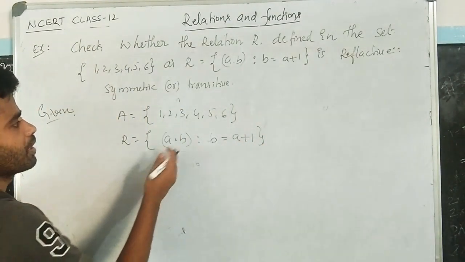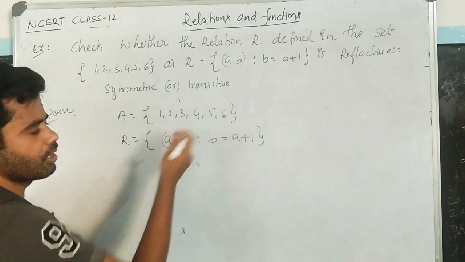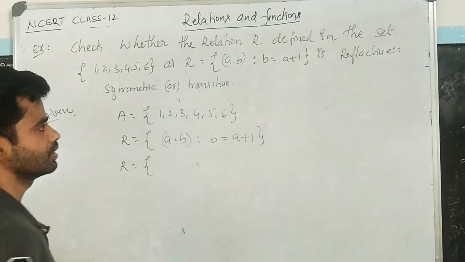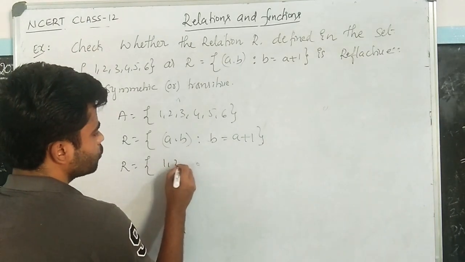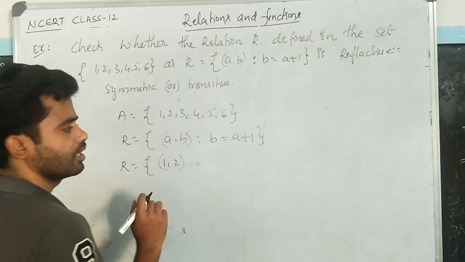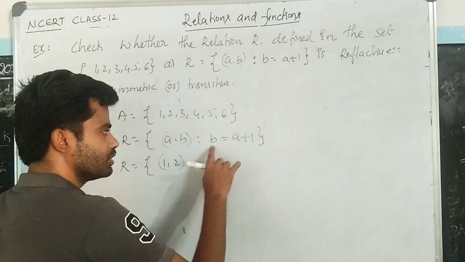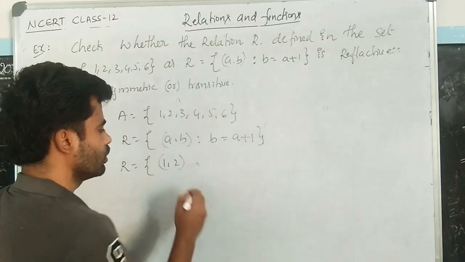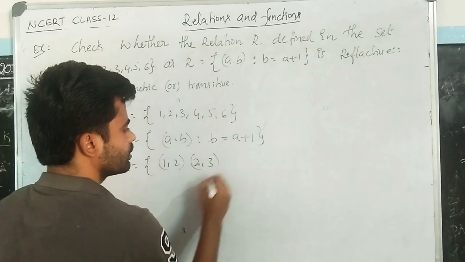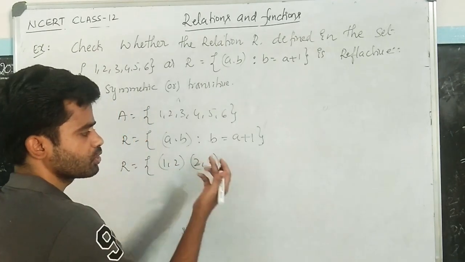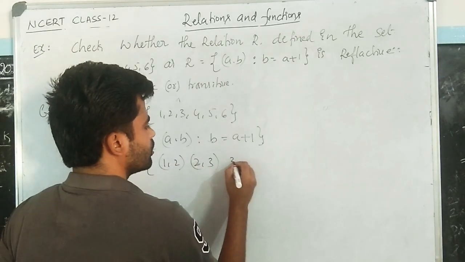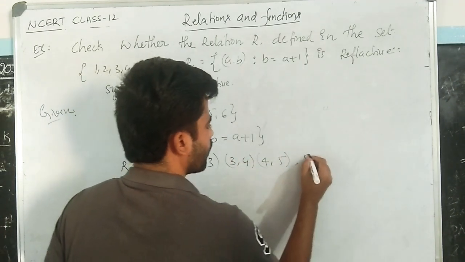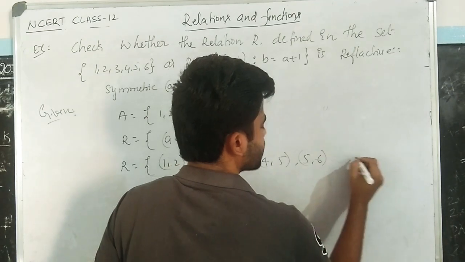Now all the elements I will write, because they are countable and few elements are there. All the ordered pairs which satisfy the relation I will write. Now, is (1, 2) in R? Let us check: b = 2 is equal to a = 1 plus 1, yes. Then (2, 3): 3 is equal to 2 plus 1, yes. Then (3, 4), (4, 5), (5, 6), then (6, 7).